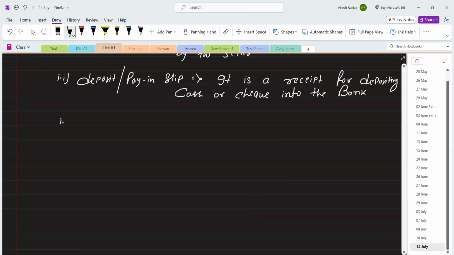The fourth one is the debit note, which we discussed in our previous class, if you remember. And the next one is the credit note, debit and credit note. This is very important. It is generally asked in examinations. So tell me, if you know anything about debit note and credit note, tell me.